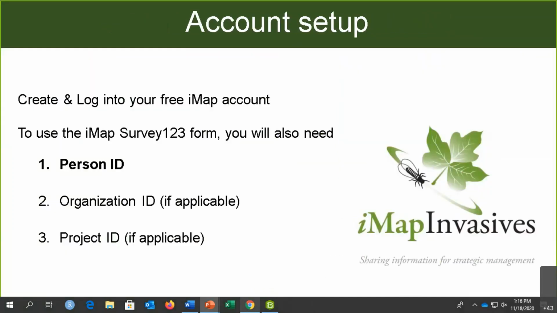All right, so to use the iMap Survey123, you need to have an iMap account, just like any of the other data collection tools. So I'll briefly go into setting up and getting into your iMap account, and then getting the pieces of information that you need to use the Survey123 form. So these are your person ID, which is the essential one, and then there's two more that will apply to some of you, which are your organization ID and project ID.